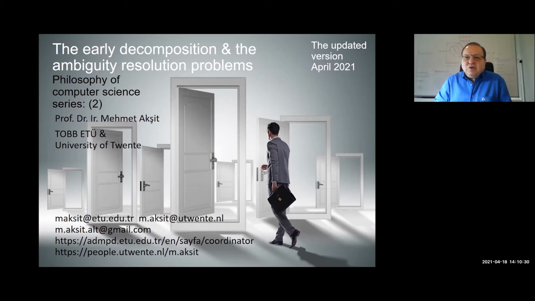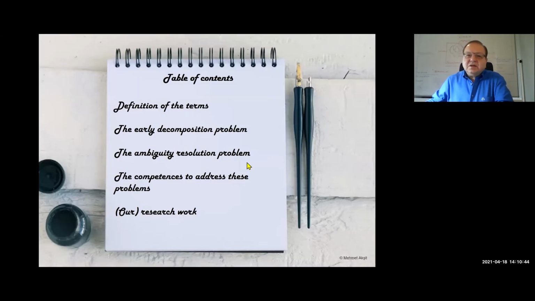Today I will be talking about the early decomposition and the ambiguity resolution problems. This is the second presentation within the context of the Philosophy of Computer Science series. The table of contents, you can see it here. First, we will have the definition of the terms, then I will explain the early decomposition problem, then the ambiguity resolution problem, and then we will have a discussion over the competences to address these problems, and I will refer to the research work.